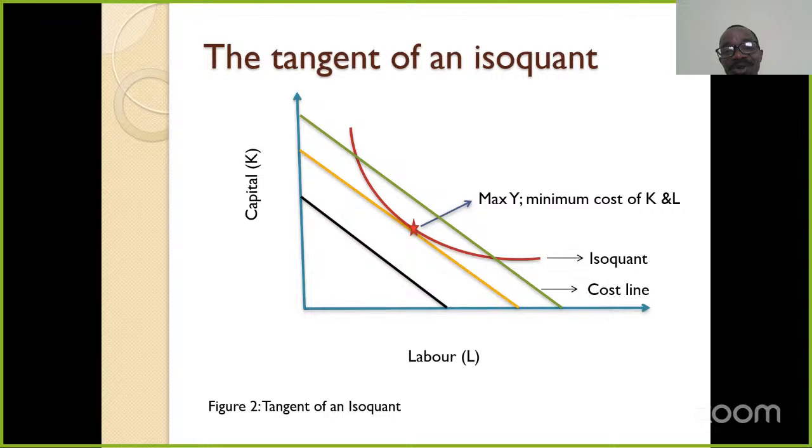So the point at which these two meet, that gives us the possible optimal combination of input that will give us the maximum yield or maximum output. At the same time, we incur the lowest cost possible.